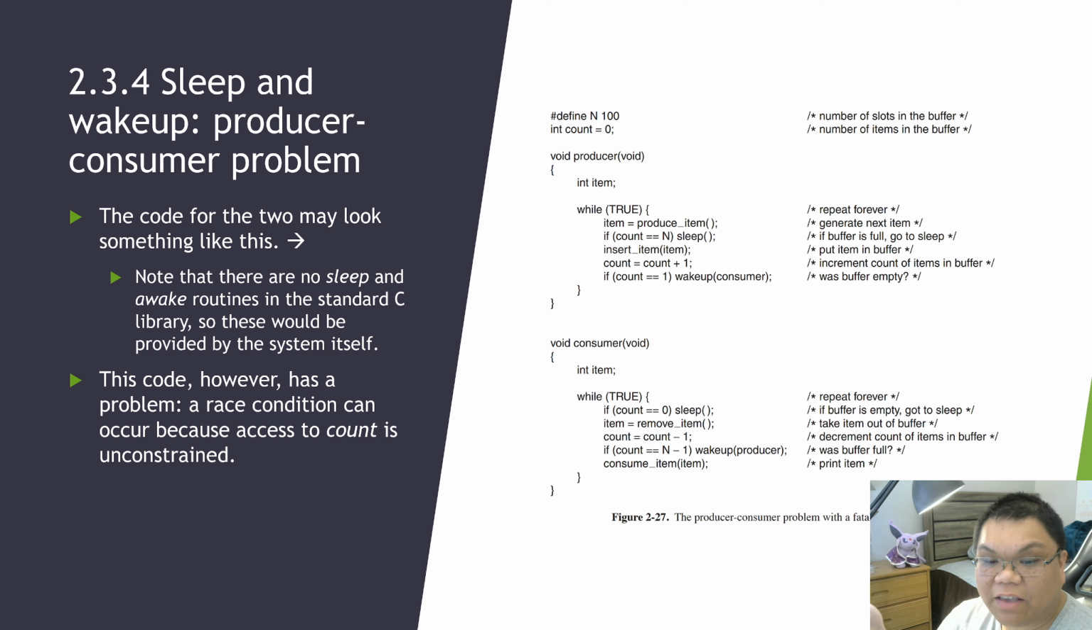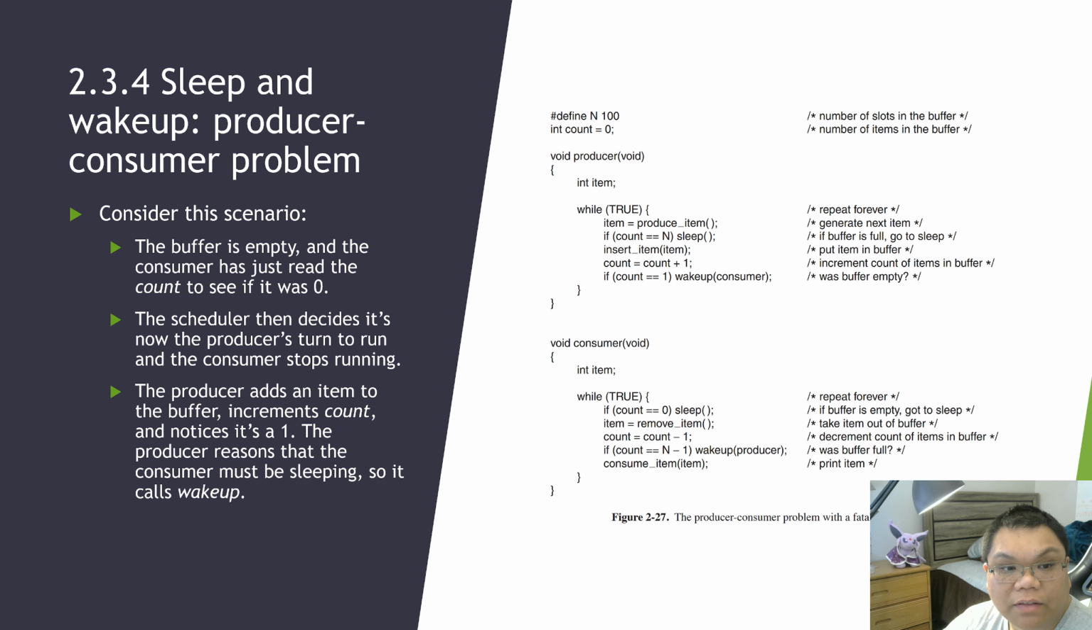Okay, so a possible implementation might look like this, but there is actually a problem in here. We have the potential of a race condition because the access to count, that is the number of items in the buffer, is unconstrained. So consider this scenario. The buffer is empty and the consumer has just read the count to save a 0. The scheduler then decides it's now the producer's turn to run, and the consumer stops running. The producer adds an item to the buffer, increments the count, and notices it's a 1.